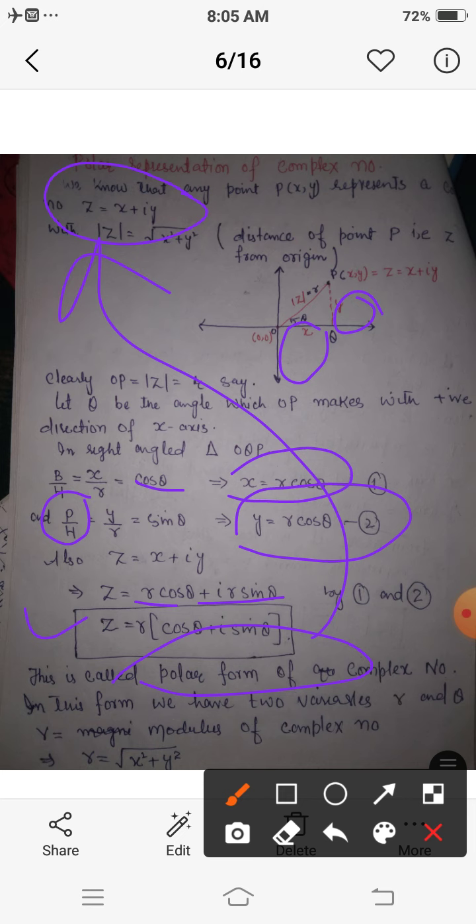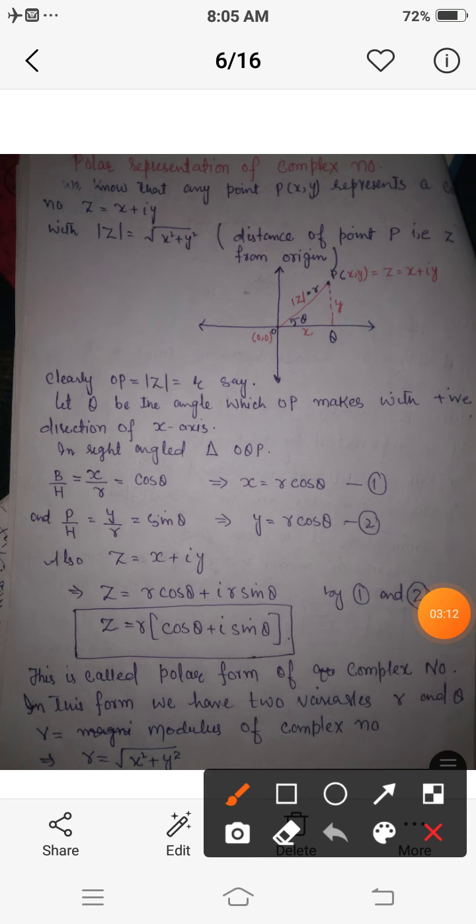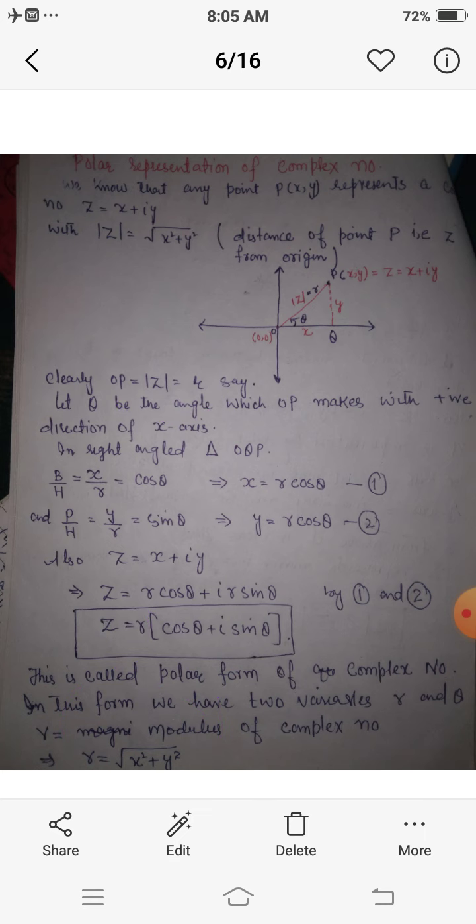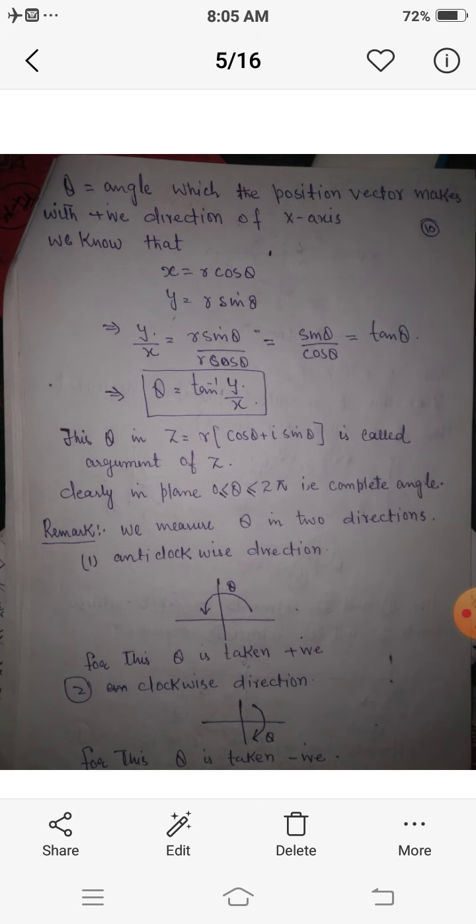Here we have two parameters or variables. Here r equals mod z. This means that r is the magnitude, or simply we can say the modulus of a complex number, that is r = root x square plus y square. Now the second variable is theta. Theta is the angle which the position vector of the given complex number makes with the positive direction of the x-axis.